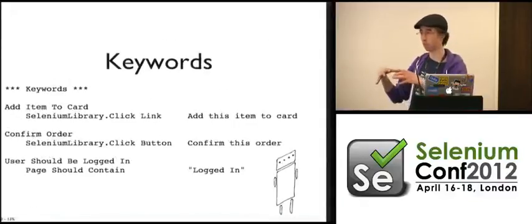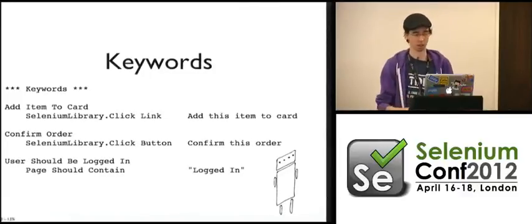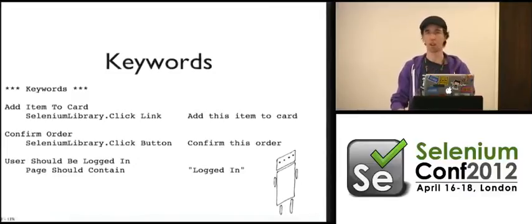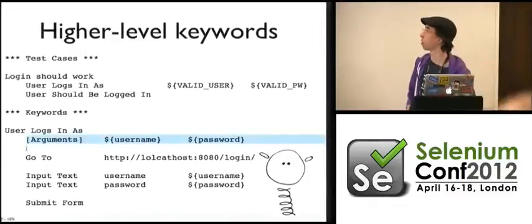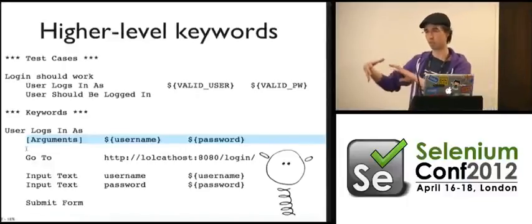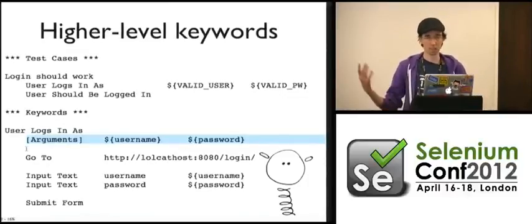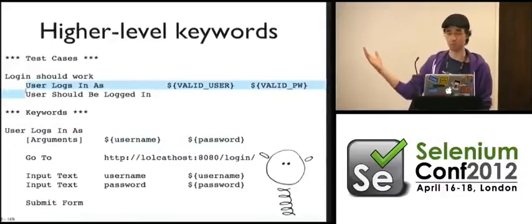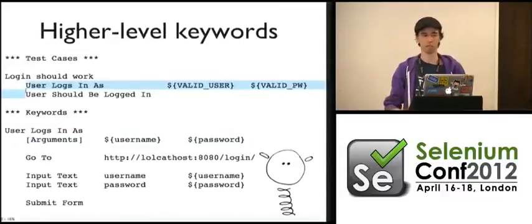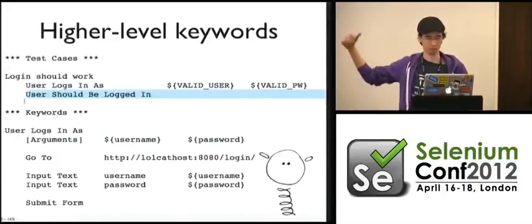Then Robot Framework takes the same syntax to also allow abstracting away tests, so you can have higher-order keywords that are simply keywords. This is a higher-level keyword that takes arguments, and you can really think of keywords as function calls. That's what they essentially are. This keyword takes a username and a password, so I can use it in this test to log in as a valid user with a valid password, and then I state that the user should be logged in. How that works is handled in the keyword.